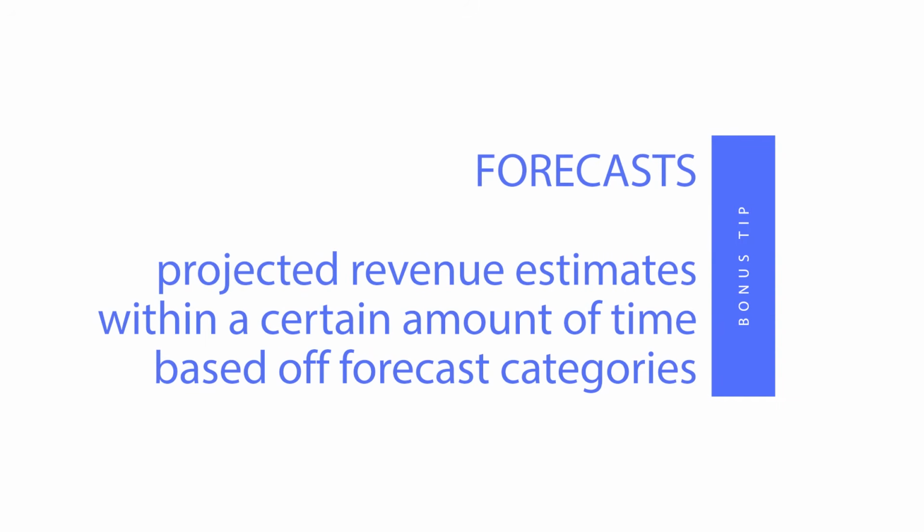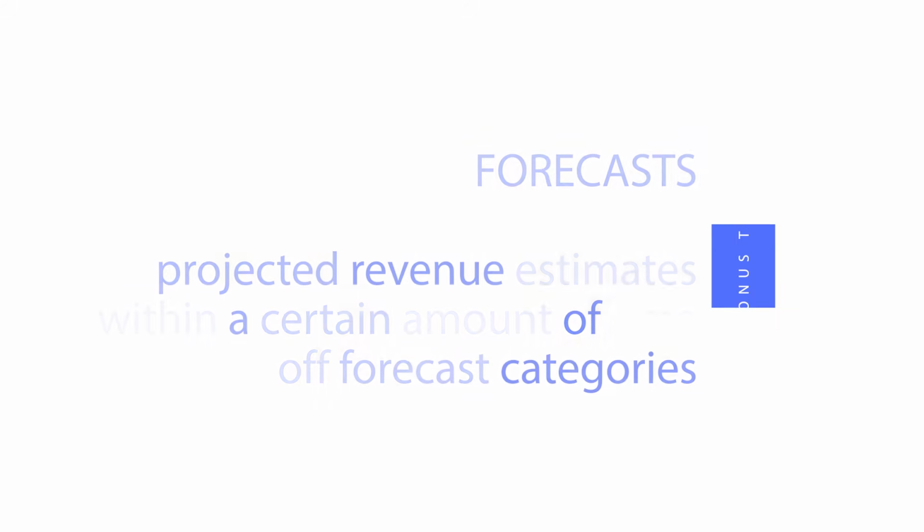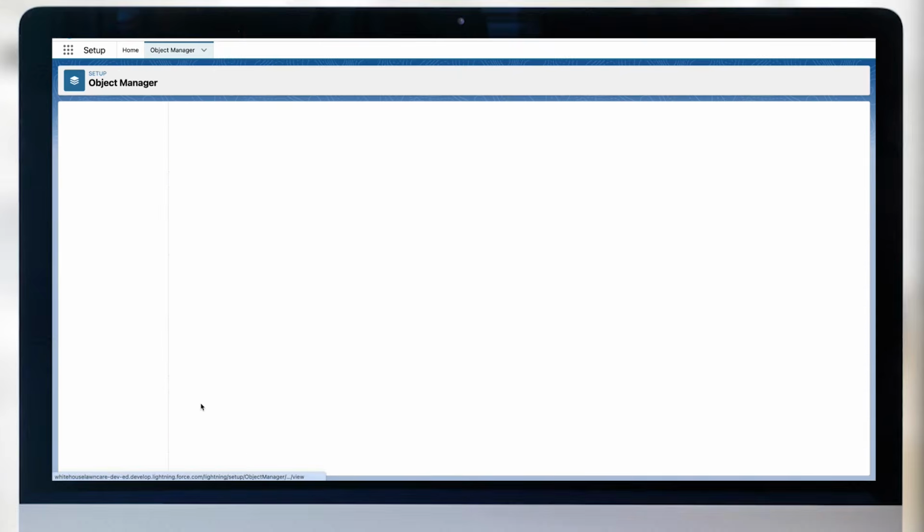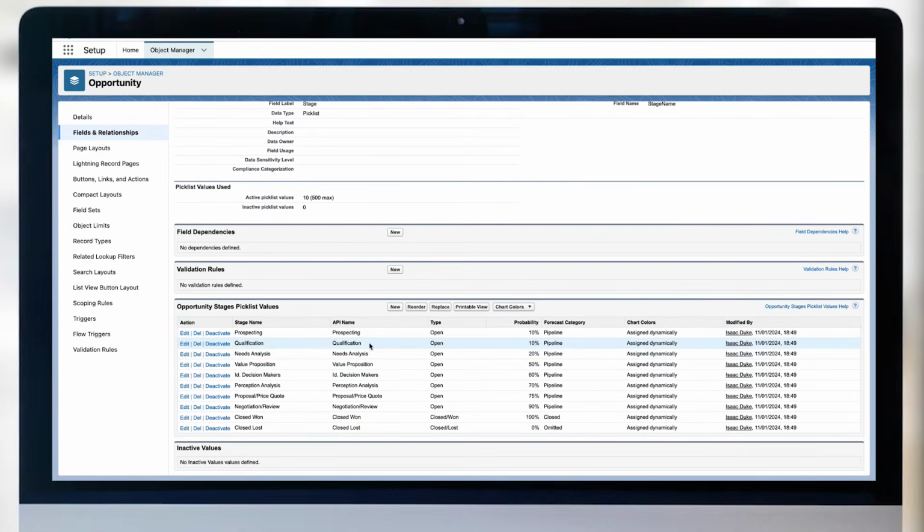Alright, bonus time. Forecasts in Salesforce help sales teams estimate future revenue. They use the opportunity records, their amounts, dates, and stages, to break down what a company may expect over a certain amount of time. An admin would need to make sure to map the proper forecast categories for each stage in the sales process to make the forecast as accurate as possible.